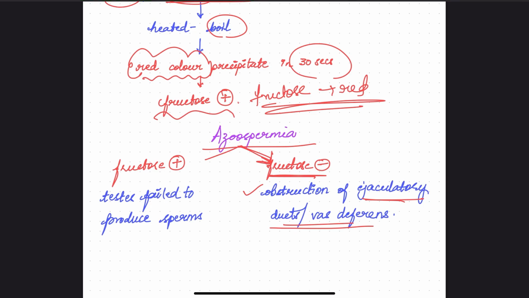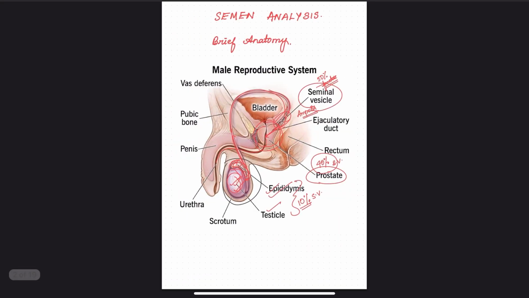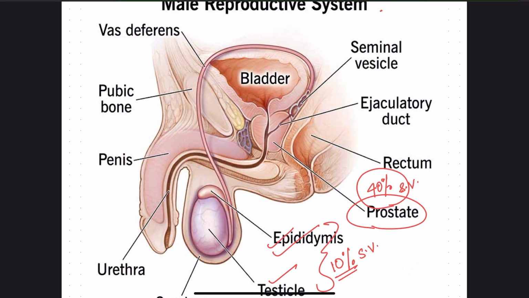Let us come to the first image. For example, this is the seminal vesicle. It is here. This secretes fructose. If fructose is absent, that means the semen is not reaching here at all. The problem is not here. It is behind the seminal vesicle. It can be either the vas deferens or the ejaculatory ducts. Nothing to do with the seminal vesicle.